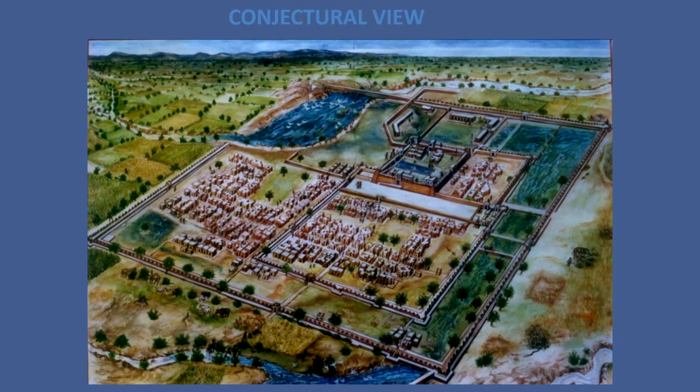Okay, so this is a conjectural view of that. You have the water coming in here, getting stored in the tanks here, and then it is poured out from here. So all waste goes through this one. They had very well planned drainage in that area also.